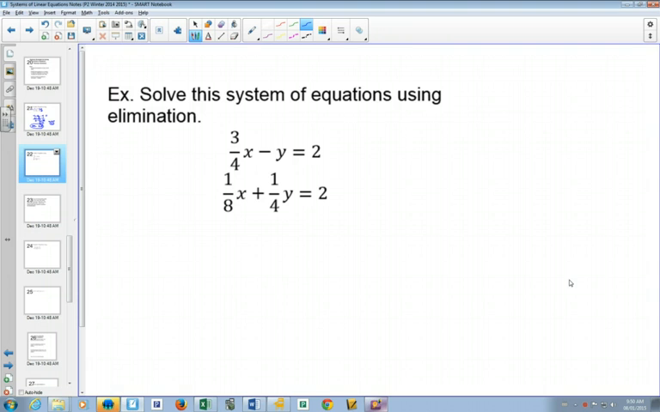Few fractions in this one. So looking at this equation, it definitely has one variable that's easier to eliminate than the other variables.